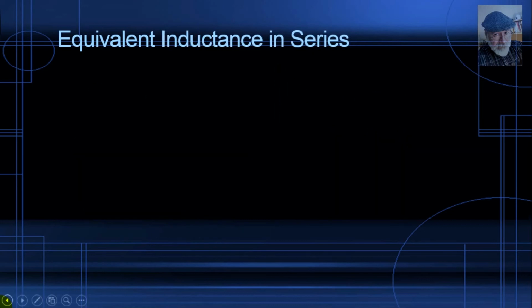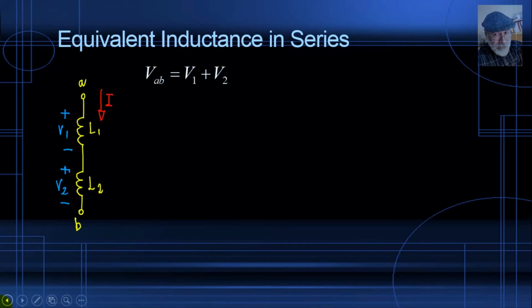Let's do the same now for inductors in series. Two inductors in series, the branch current, that current depends on the voltage that appears in the inductor with a value of V1 and will create a voltage V2 in inductor L2. Again, we can write that A is higher than B by the sum of V1 plus V2.